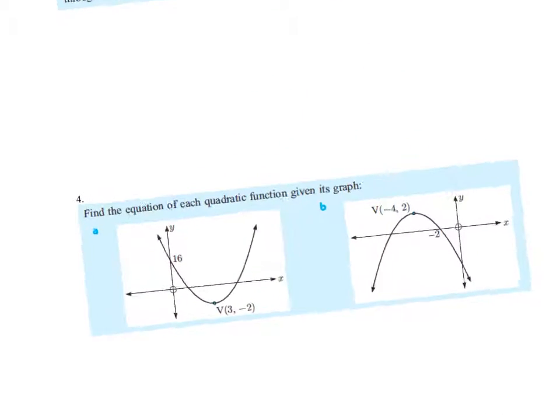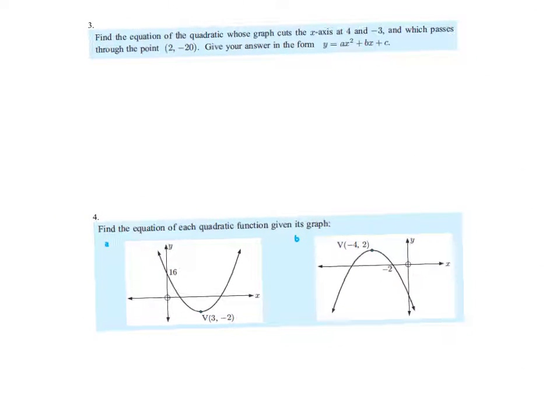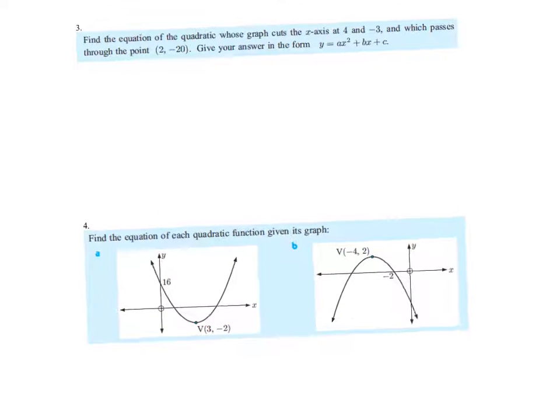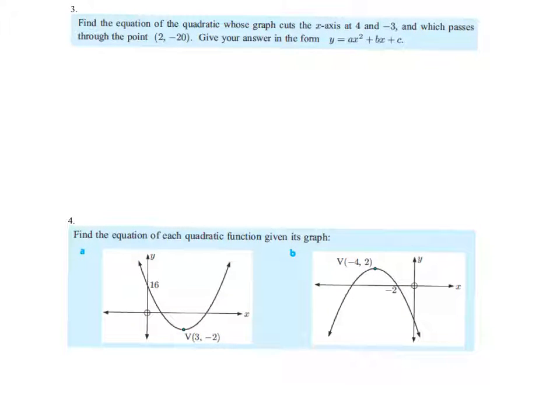All right, let's keep going. Find the equation of the quadratic graph whose graph cuts the x-axis at 4 and -3, and which passes through the point 2, -20. And give your answer in the form y equals x squared plus bx plus c. Okay, it looks hard, but it's actually the exact same question that we've been getting already.